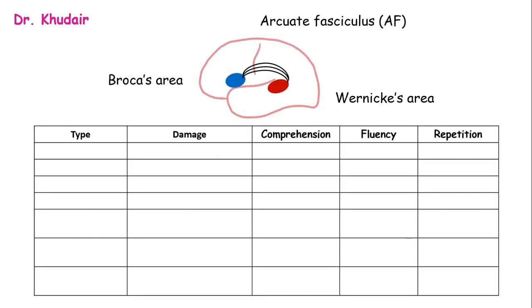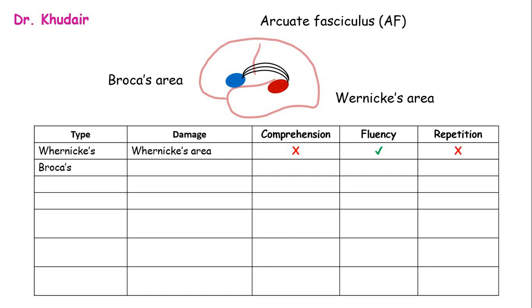Let's move to disorders. First, we have Wernicke's aphasia, which is damage to Wernicke's area. Wernicke's area is important for comprehension, and hence comprehension will be impaired. Since Broca's area is intact, fluency will be intact. And lastly, since one of the three structures for repetition is affected, repetition will be affected.